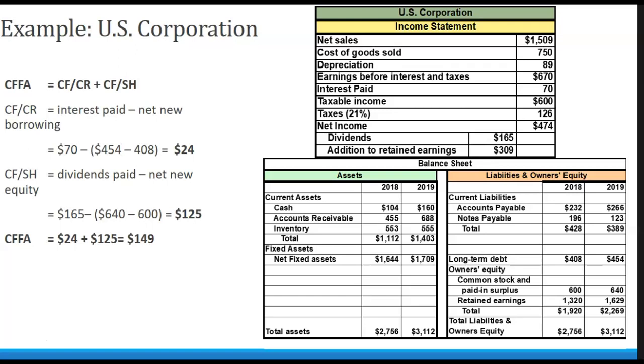Then we have our cash flow to stockholders. This is dividends paid minus net new equity. We paid $165 in dividends, and we had a $40 change in equity in our common stock and paid-in additional capital for equity. So that equals $125. If we take the $125 from cash flows to shareholders plus the $24 for cash flows to creditors, that equals $149, which is our cash flows from financial assets.